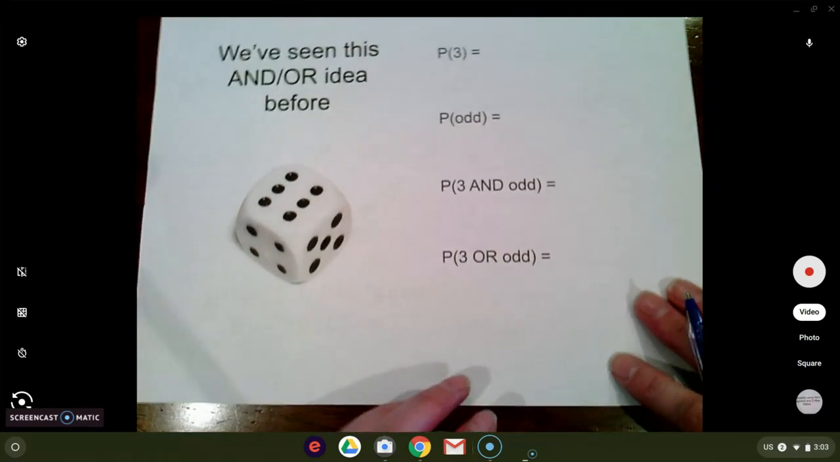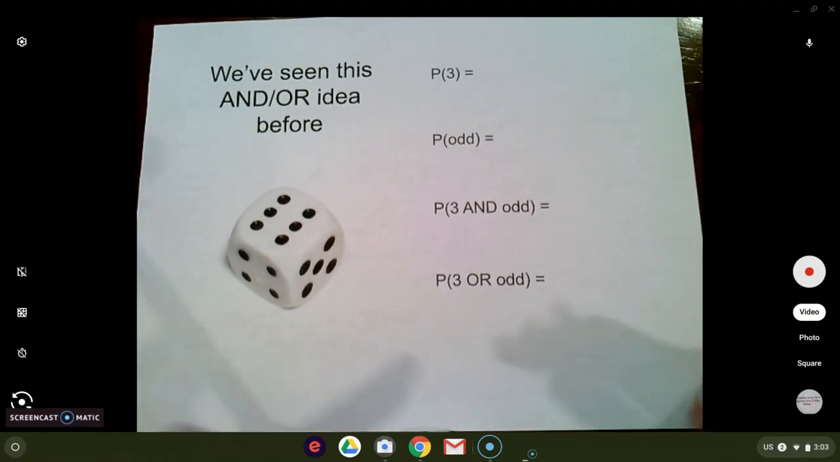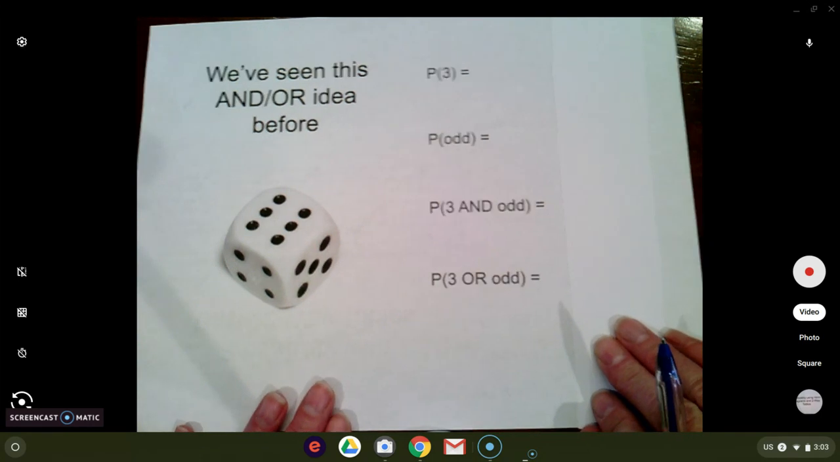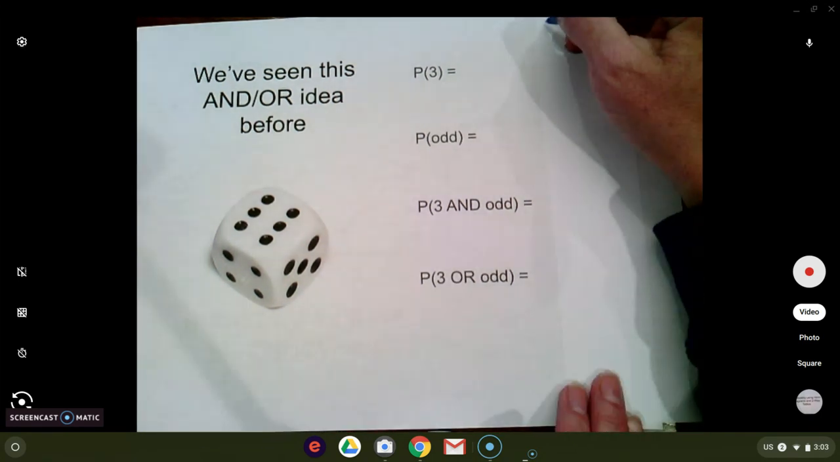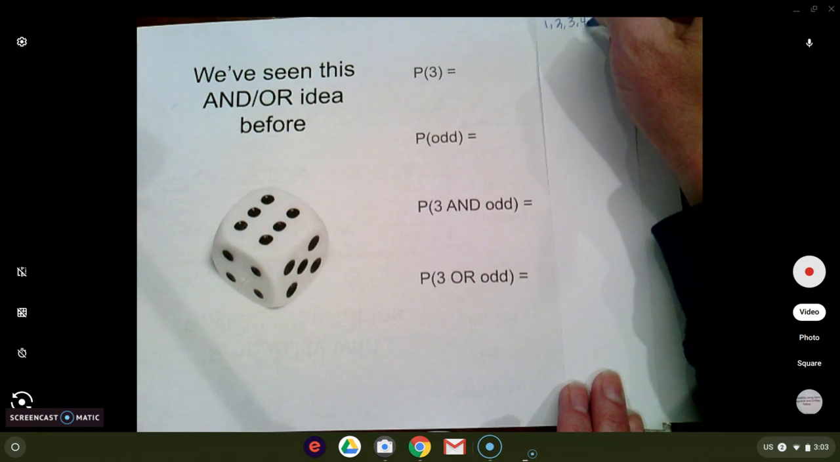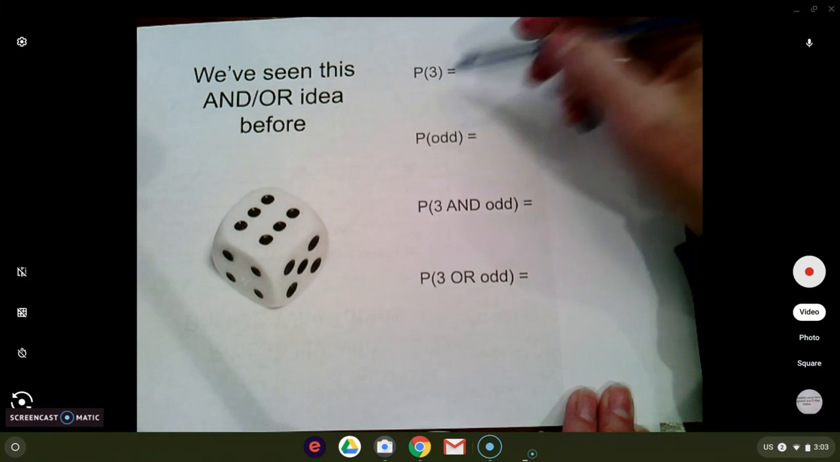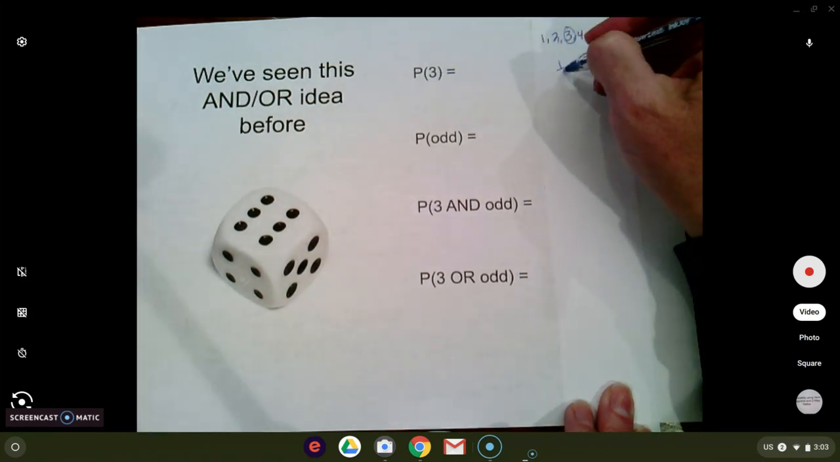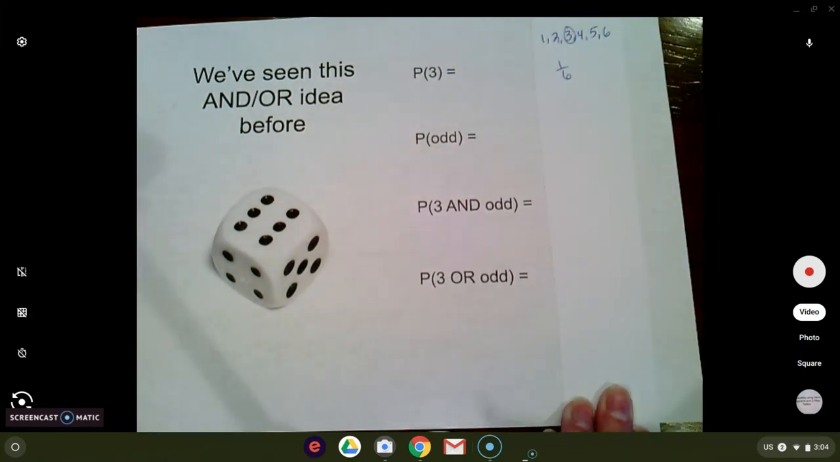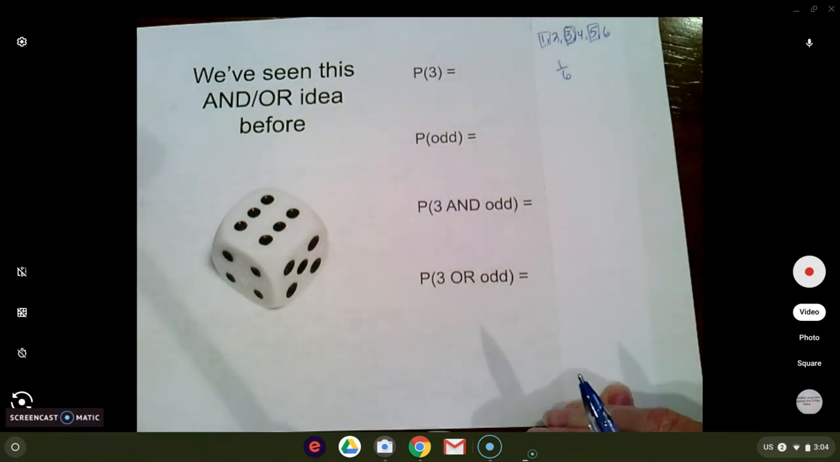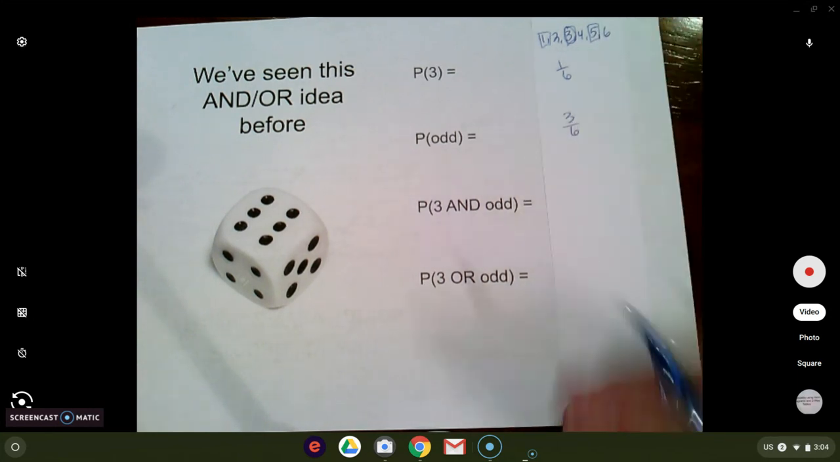Okay, lastly, we've seen this before a little bit, this idea of adding together two things and subtracting off the overlap. You just don't even realize we did it. Let's talk about it with rolling a die, okay? Here is the sample space for rolling a six-sided die. 1, 2, 3, 4, 5, 6. So the probability of rolling a 3, well, there's one outcome that's desirable in that case, 1 out of 6. The probability of rolling an odd, well, in that case, there are 3 outcomes that we like. Okay, so it's 3 out of 6.